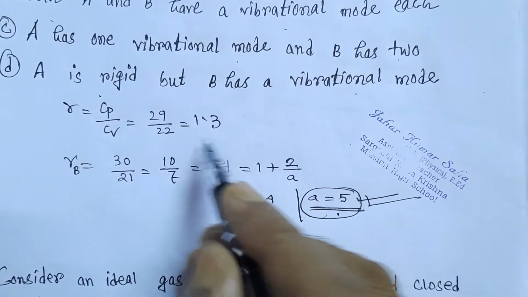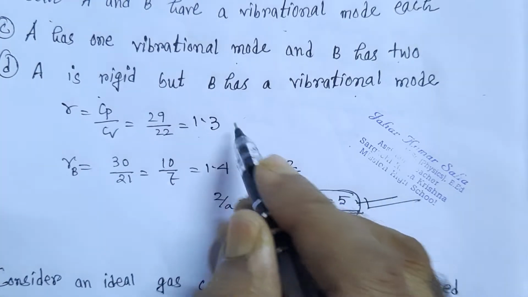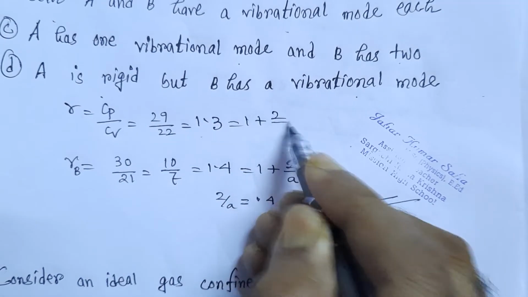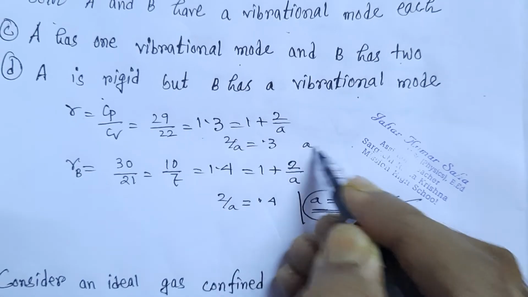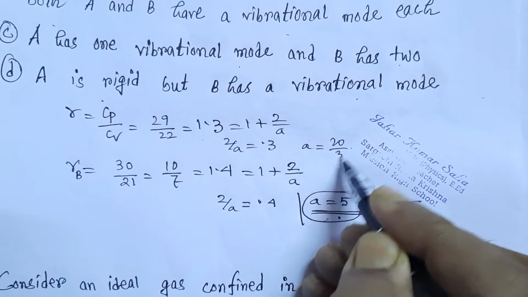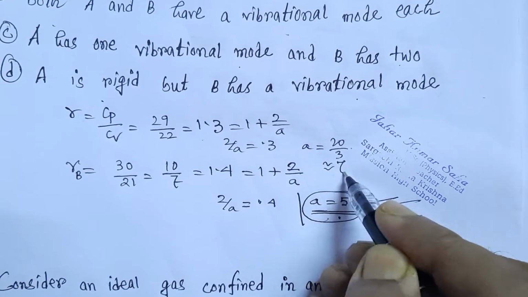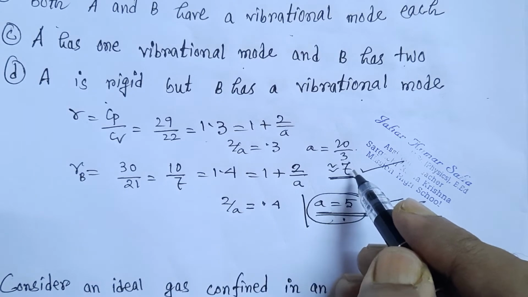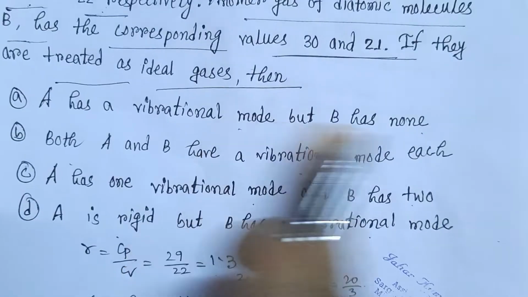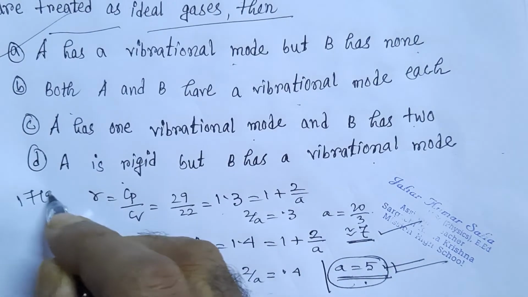And what about A? It is 1.3, nearly equal to 1 plus 2 by f. So 2 by f is 0.3. So f equals 20 by 3, nearly 6.67, that is 7. So vibrational modes are added there. So A has vibrational mode but B has none. So the correct answer of question number 17 is A.